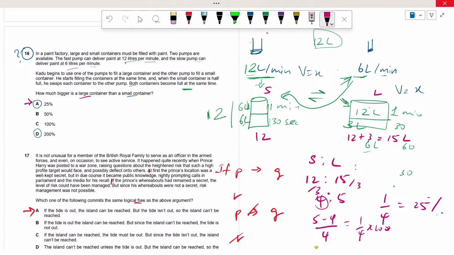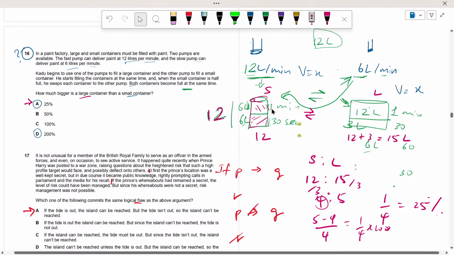So what we did was we chose the smaller container first. I think you can do it with the larger one also, but I chose the smaller container first, and I assumed its full volume is 12 liters. It says he fills it half, so there's 6 liters left for him to fill, and then he swaps the pumps. Now he needs 6 more liters, so 6 more liters takes 1 minute.